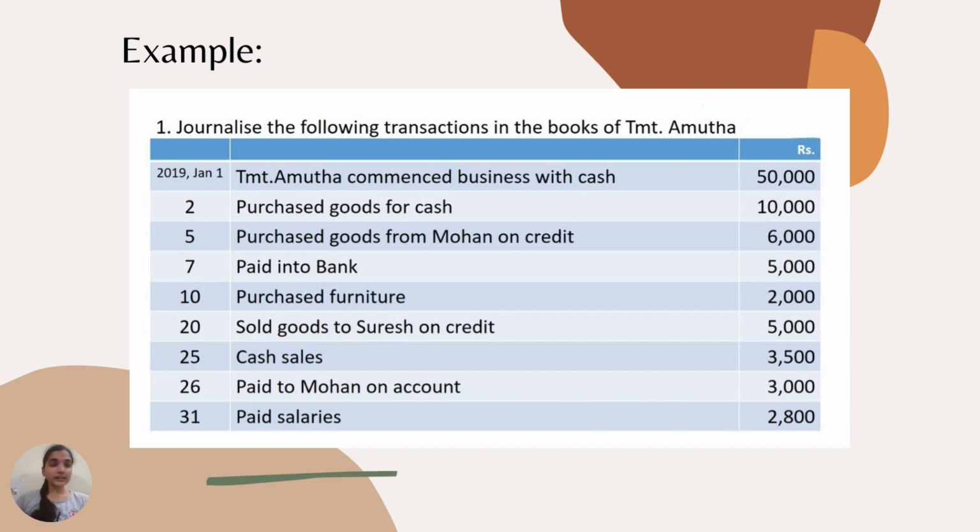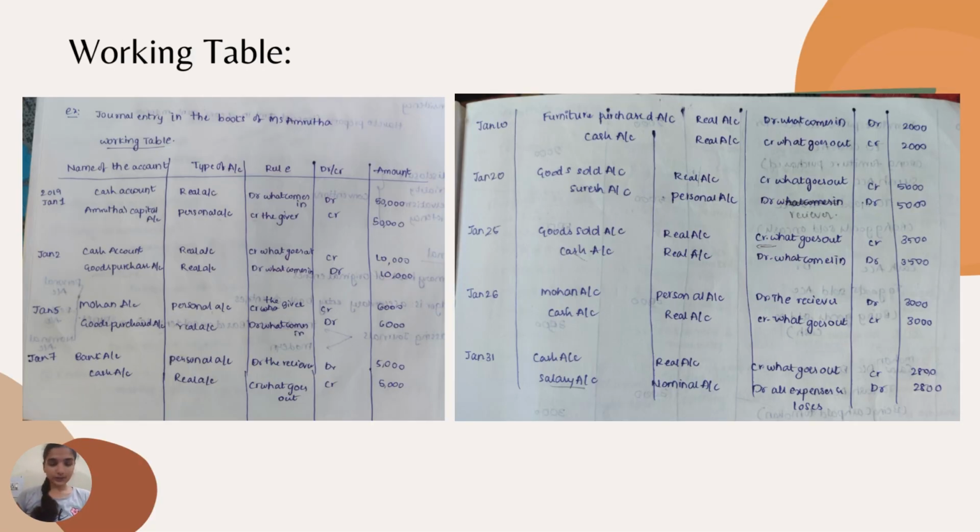Let's take an example. In this problem, they have given: journalize the following transactions in the books of Amrita, and they have given particular transactions on particular dates and the amount. They include Amrita commenced business with cash, purchase of goods for cash, purchase of goods from Mohan on credit, paid into bank, purchased furniture, sold goods to Suresh on credit, cash sales, paid to Mohan on account, paid salaries. Let us work. First of all, we have to create a working table.